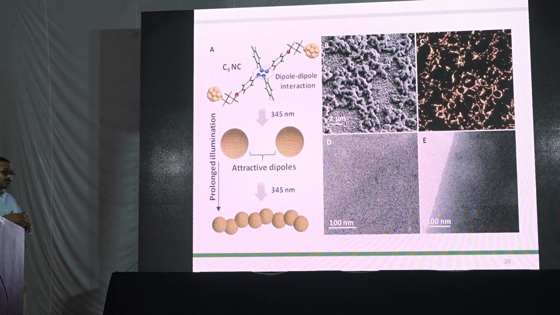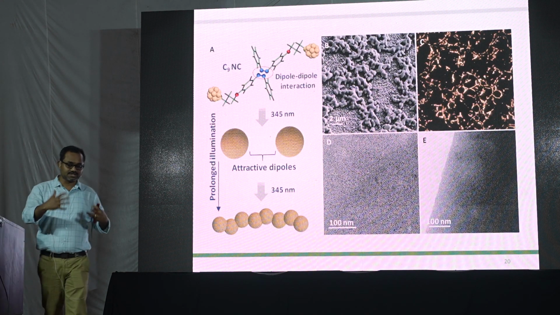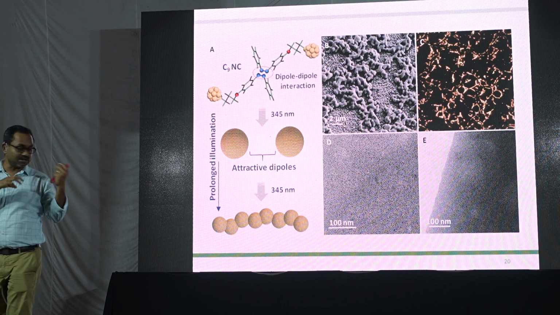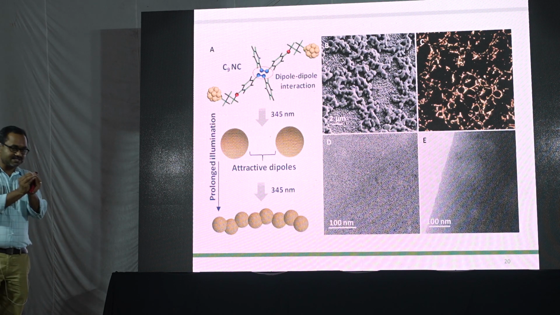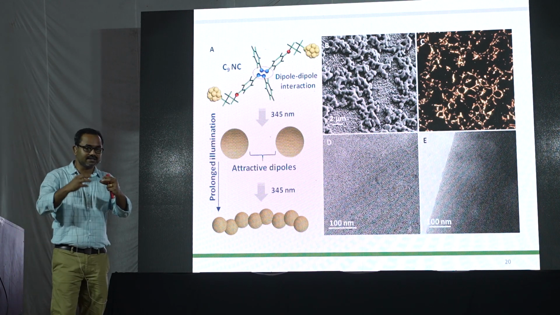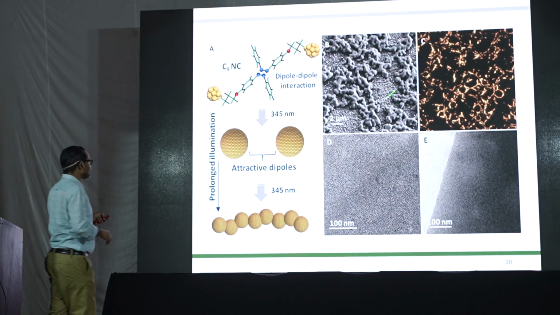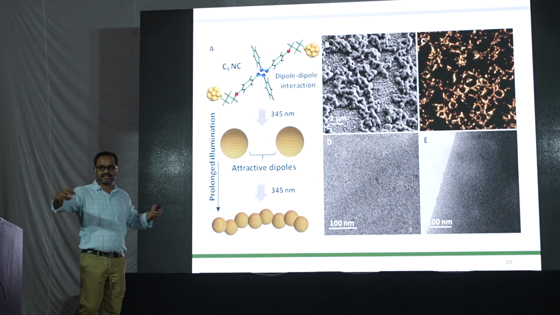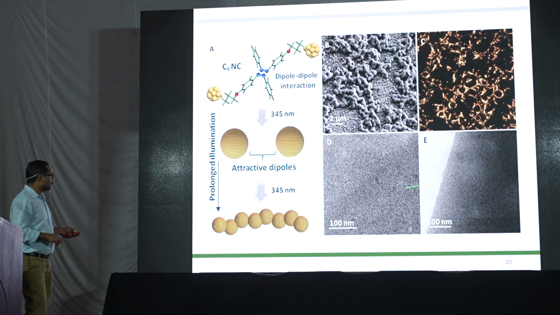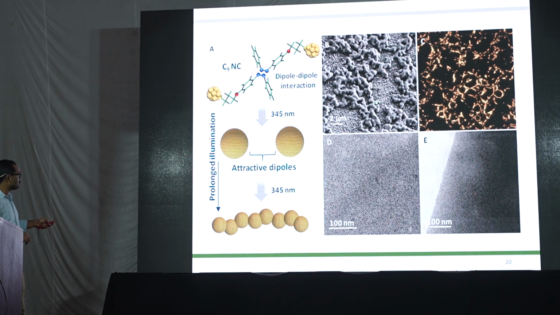But when you illuminate this nanocluster assembly solution for a long time, what we see here is that individual assemblies are forming, they assemble, and then they start to grow like chain-like assemblies. They are fusing and forming a chain-like assembly. So here also, when you look at these individual spheres, you can see that the nanoclusters are well organized and forming periodic assemblies.